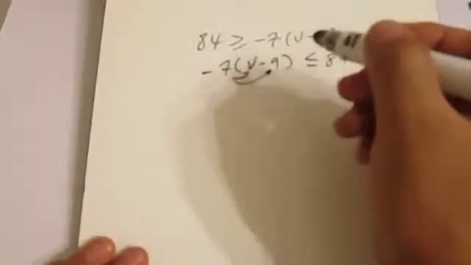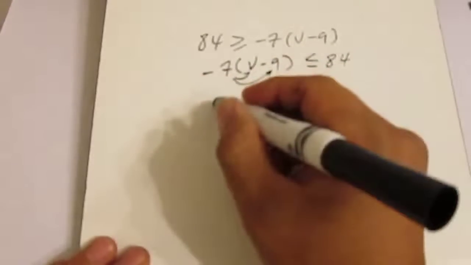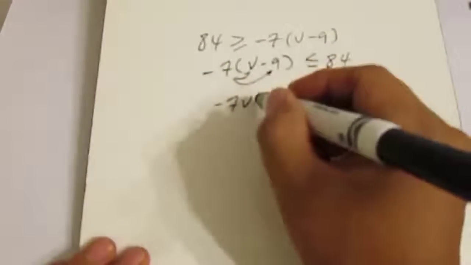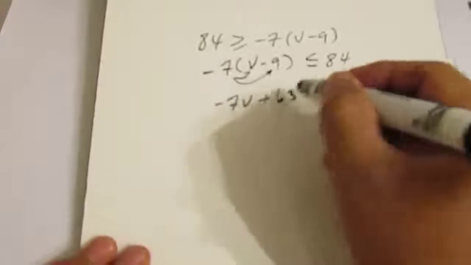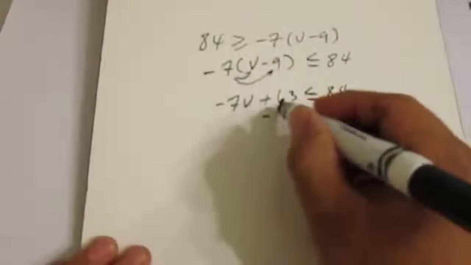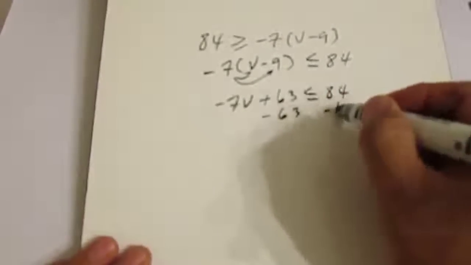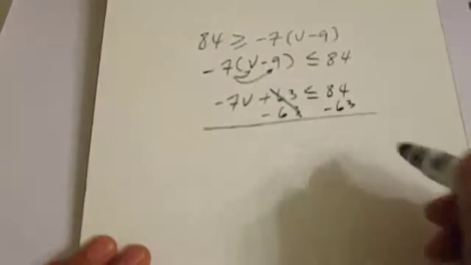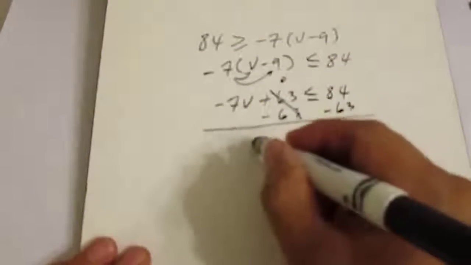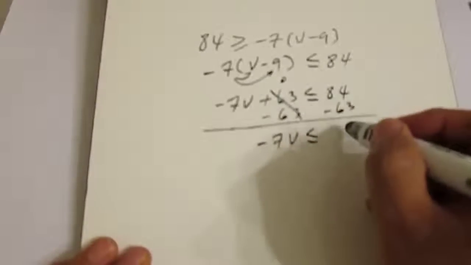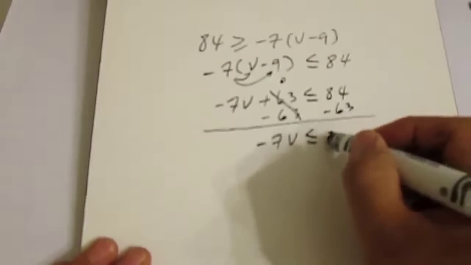Okay. So negative 7 times v is negative 7v. Negative 7 times negative 9 is positive 63. And then that's less than or equal to 84. Alright, I'm going to use algebraic reasoning here. We're doing the subtraction property, so that's my zero pair. So I got negative 7v is less than or equal to, is that going to be 21?